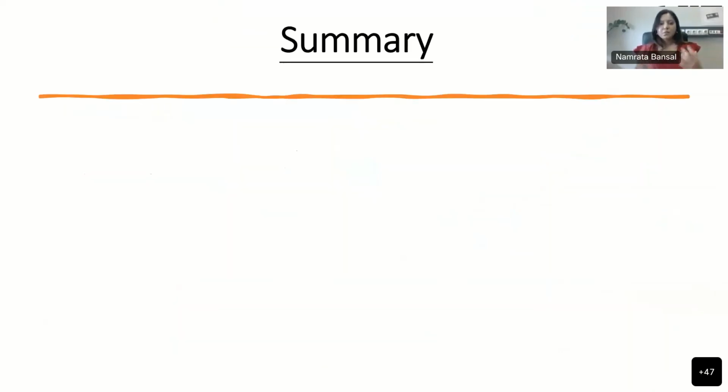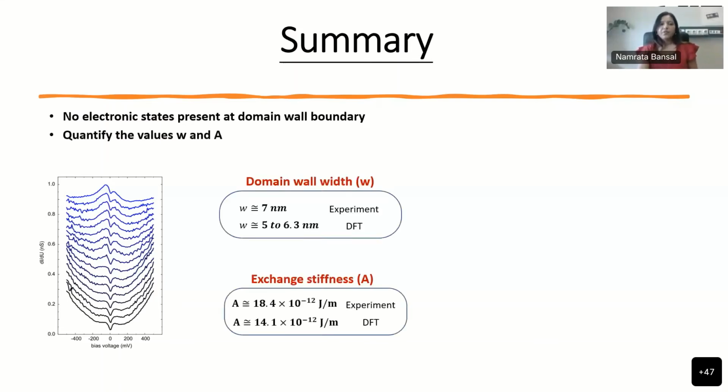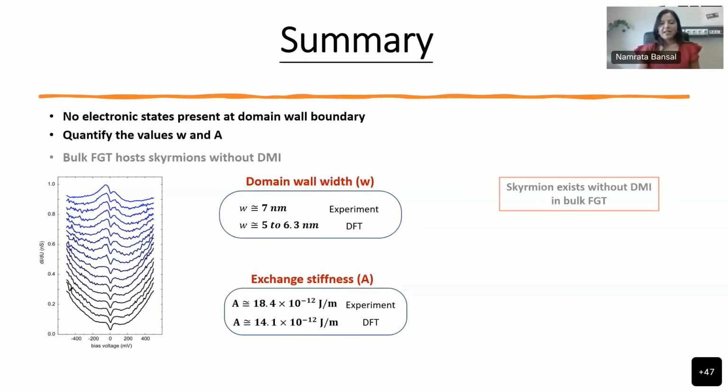Now I would like to summarize my whole work. Initially, we prepared a spin polarized tip through which we were able to see magnetic features, which are highly dependent on the applied magnetic field. Then we zoomed in to the domain wall boundary level, and we found that there is no electronic state present at the domain wall boundary. Thereafter, we were able to quantify the value of domain wall width and the exchange stiffness. And finally, we concluded that bulk FGT hosts skyrmions without DMI.